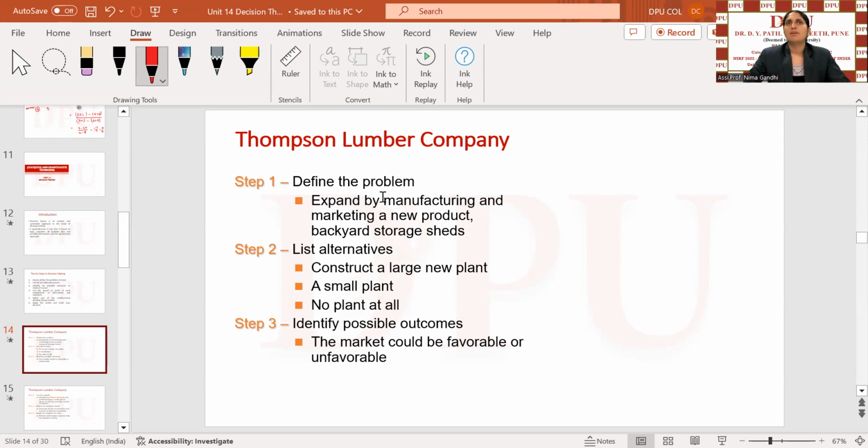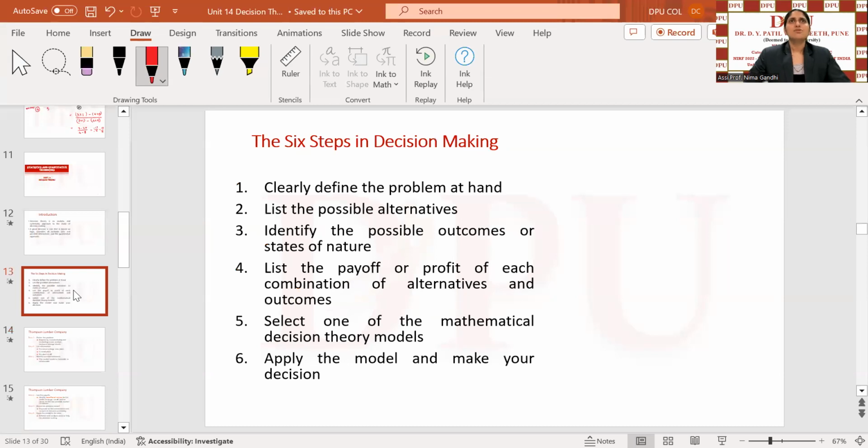If they come up with the launching of the new product, that time they need a small plant or a large plant. If they decide not to come up with the new product, there is no need of the plant at all, right? So they have three decisions, three alternatives in front of them, out of which they are choosing one. So you have the problem, you are listing the possible alternatives.